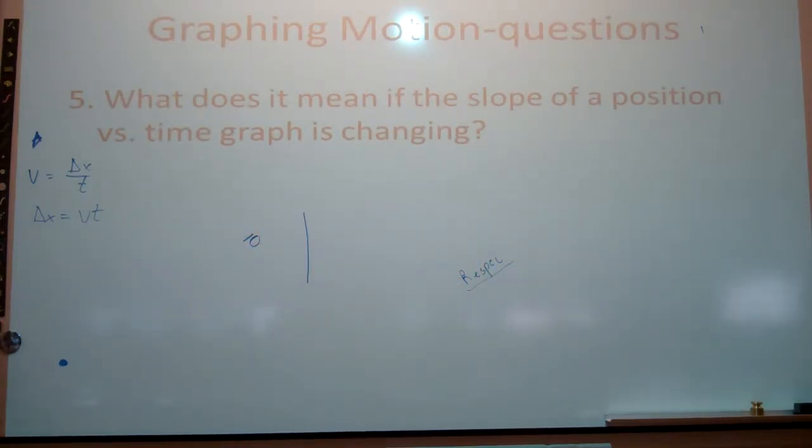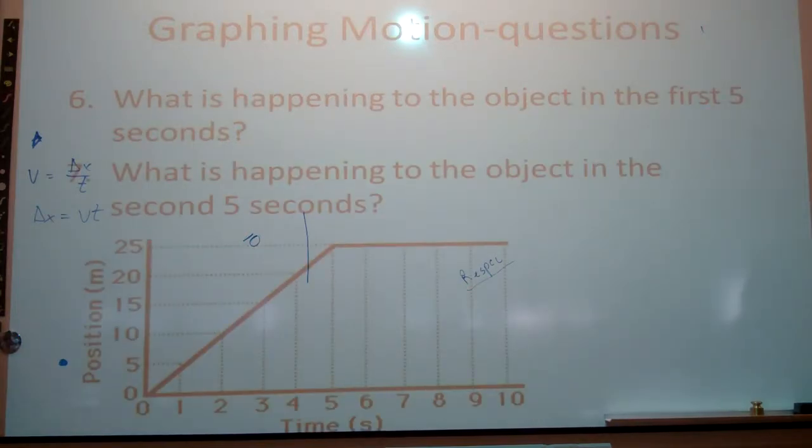What does it mean if the slope of a position versus time graph is changing? Acceleration. Okay, what's happening to the object in the first 5 seconds, position versus time graph? Going at a constant velocity. What's happening in the second 5 seconds? Standing still. Stationary. Does that make sense to everybody?